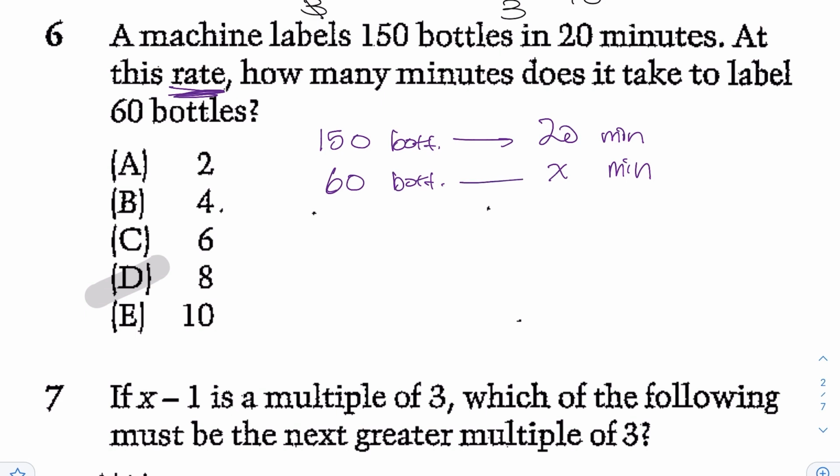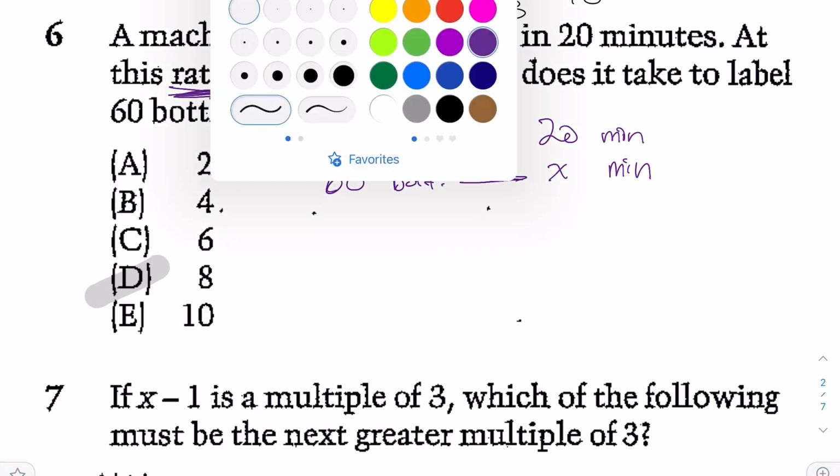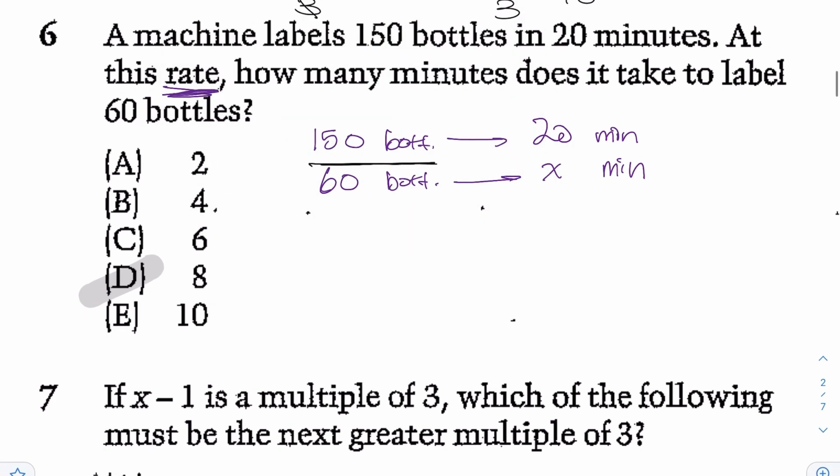So you can solve this using proportions, which is what I have set up here, or almost set up. If you just draw your fraction bars, you'll have your proportion once you raise the arrows. The key part is to line up the units. So bottles are over bottles on the left, minutes are over minutes on the right. So everything lines up. Once you set up this proportion, you would just cross multiply.